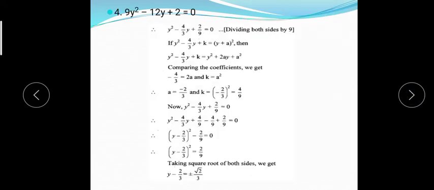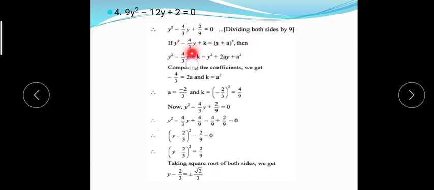Now this one is again a simple question. 9y square minus 12y plus 2 is equal to 0. If you observe, this is a different one. Why? Because the coefficient of y square is here 9, and we want 1. So you have to make this coefficient 1 by simply dividing the equation by 9. So you will get y square minus 12 by 9 y plus 2 by 9 is equal to 0. 12 by 9 becomes 4 by 3 in the simplified form.